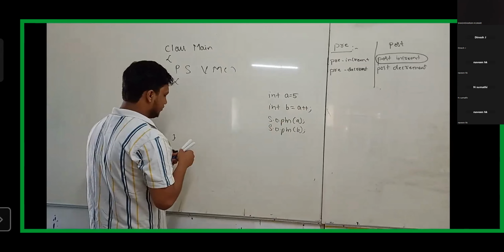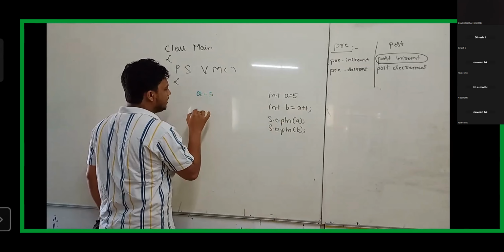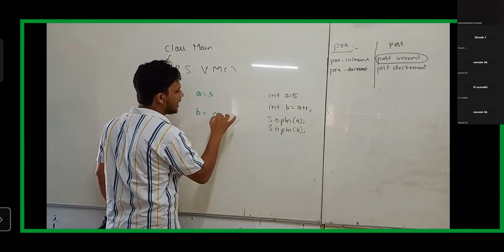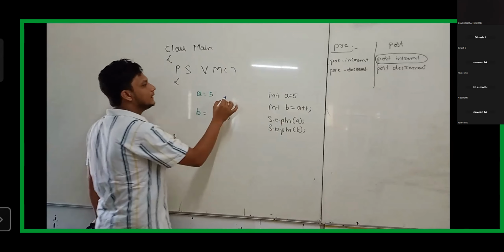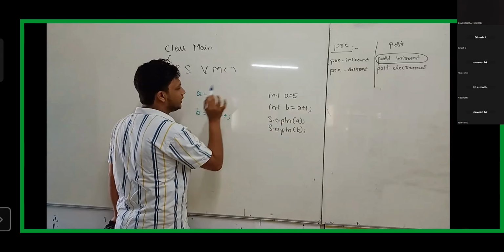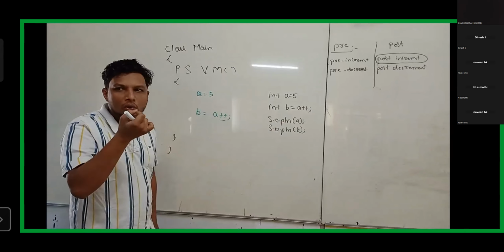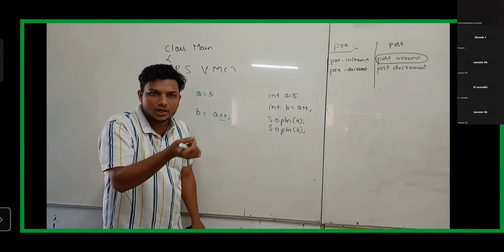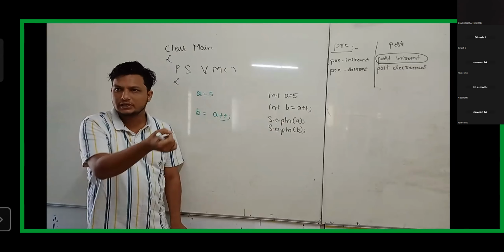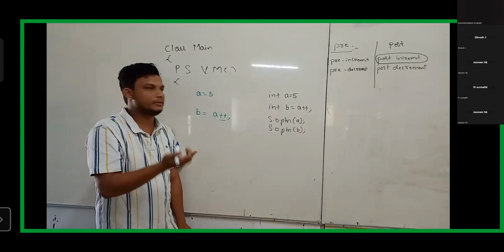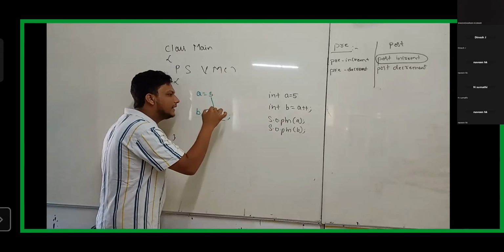So look at it. I'll write the clean code again here. A is equals to 5 and B is equals to A plus plus. Now when this is happening, A value is 5. When it is a post operation, it follows one rule. What is that? First utilize the value, then increment. First utilize the value, then increment. So it will utilize the value as it is.